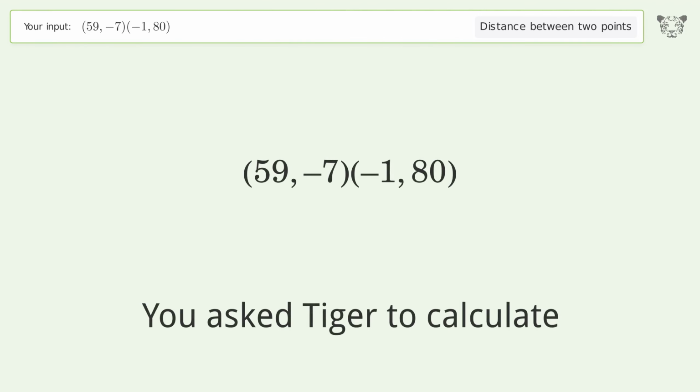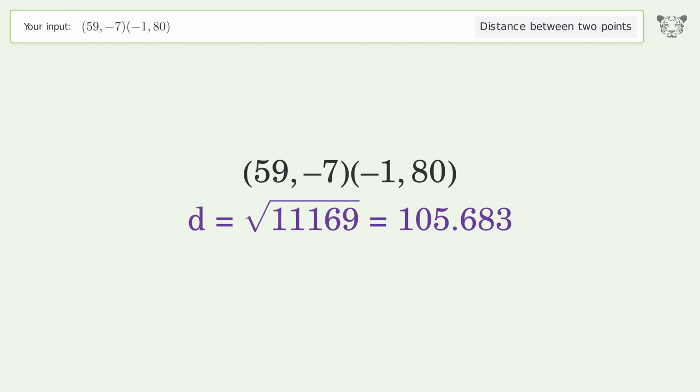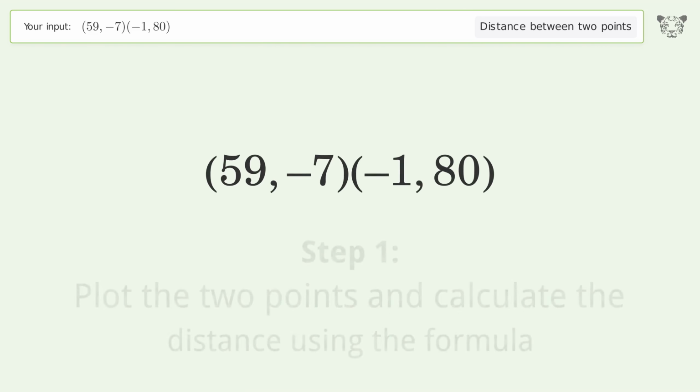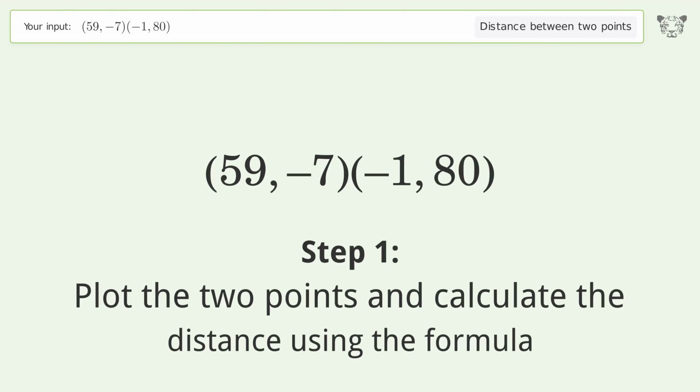You ask Tiger to calculate. This deals with the distance between 2 points. The distance between the 2 points is the square root of 11,169 or 105.683. Let's solve it step by step. Plot the 2 points and calculate the distance using the formula.